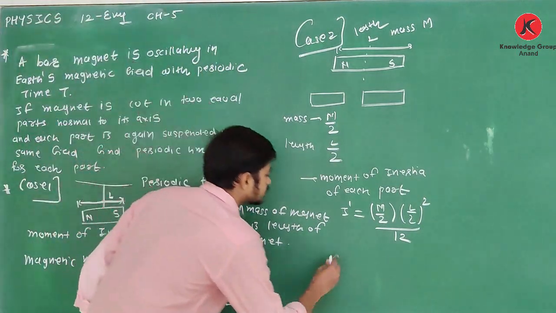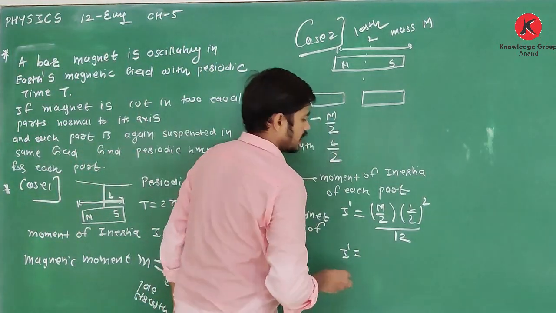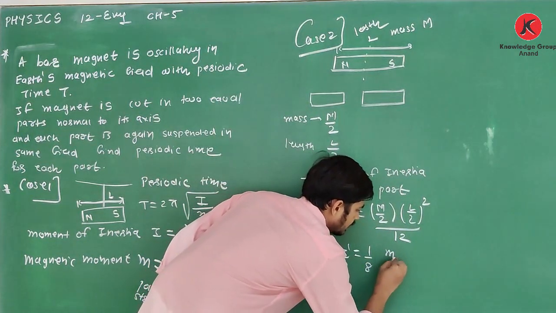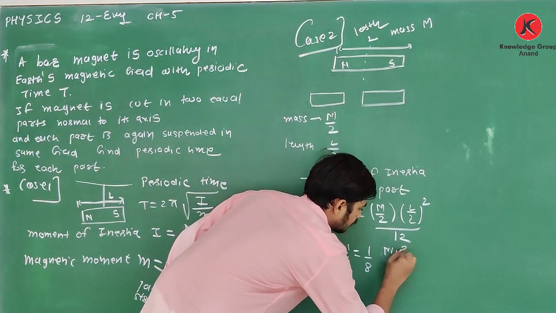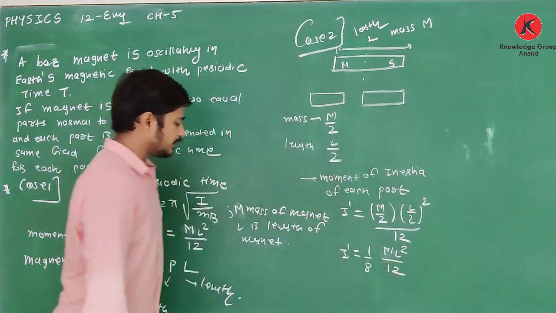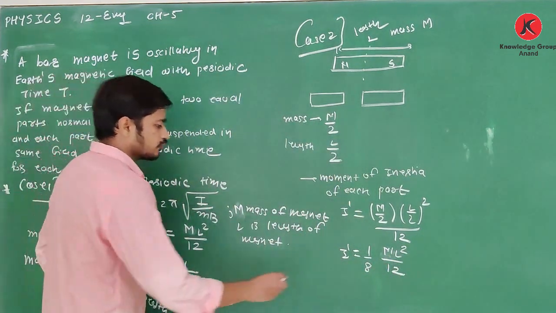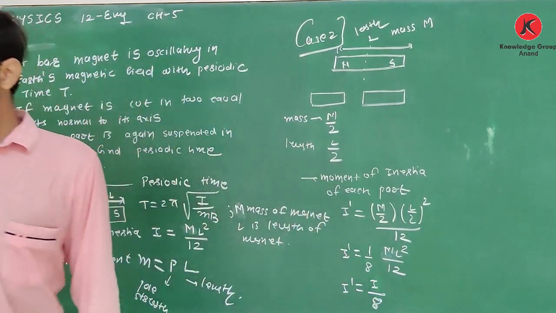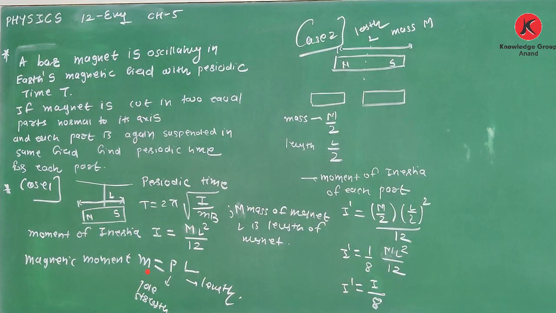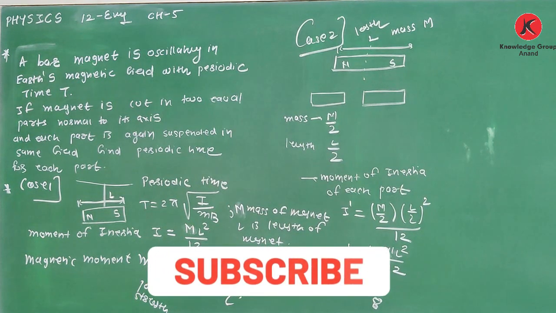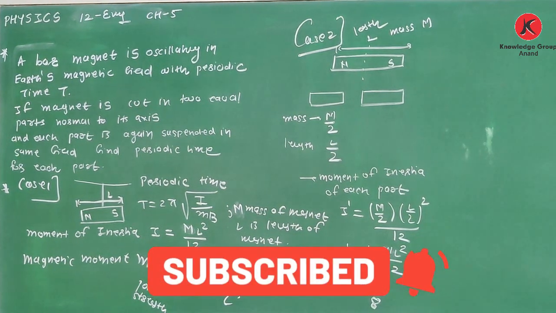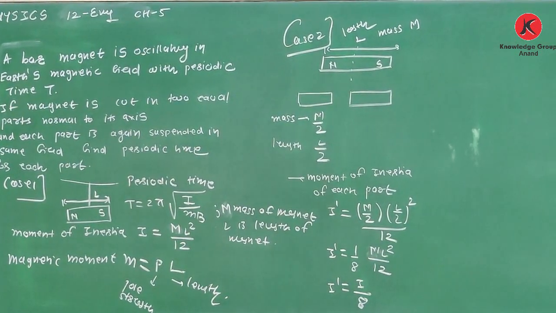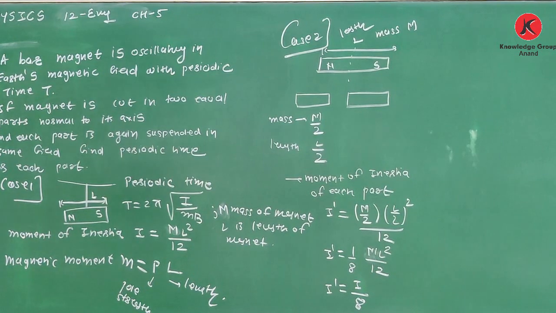So I dash is equal to 1 upon 2 into 4, so it is 1 upon 8 times ML² by 12. But ML² by 12 is I. So here I can say I dash is equal to I by 8. Clear about this? Now, that is the moment of inertia.